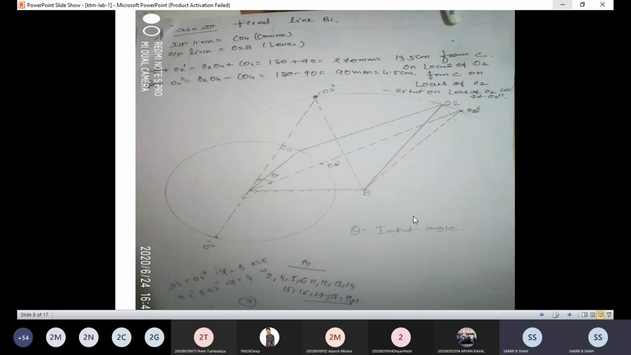BC is fixed. You have to take BC as fixed. Please draw it this way. Your figure is like that. BC is fixed.